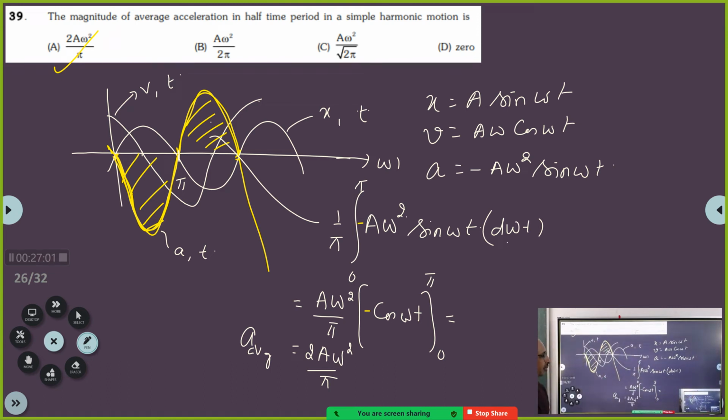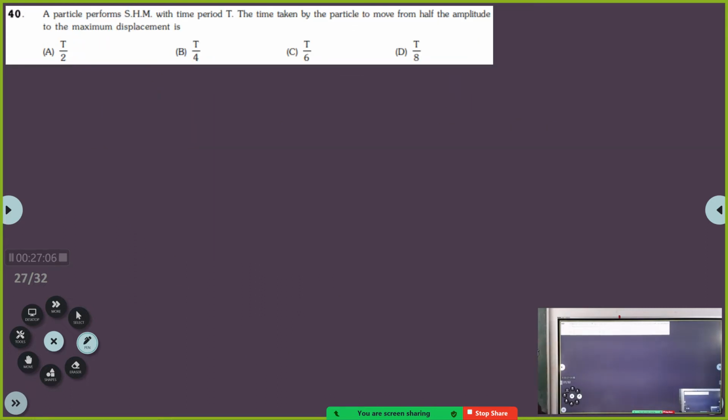Okay, shall I proceed? Yes. A particle performs SHM with time period T. Find the time taken by the particle to move from half the amplitude to maximum displacement. If you have been trained by me, you will do it quickly and very nicely, if you have absorbed my training. But if you have not absorbed my training, then you will struggle and waste your time. No doubt you will get the answer, but you should get an accurate answer confidently and quickly.